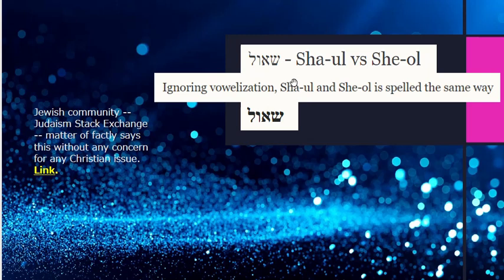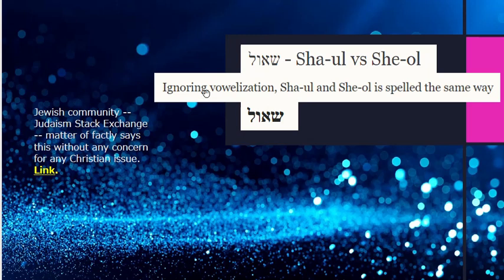We're unable to know just from reading the word on the page whether it's Shaul or Sheol, and you have to look at context. So in this article here on the Judaism Stack Exchange, an expert answered the question, what's the difference in the appearance of the word Shaul and Sheol in the original scripture, and the answer was, quote, ignoring vowelization, Shaul and Sheol is spelled the same way. This is how it's spelled identically in the true original text.